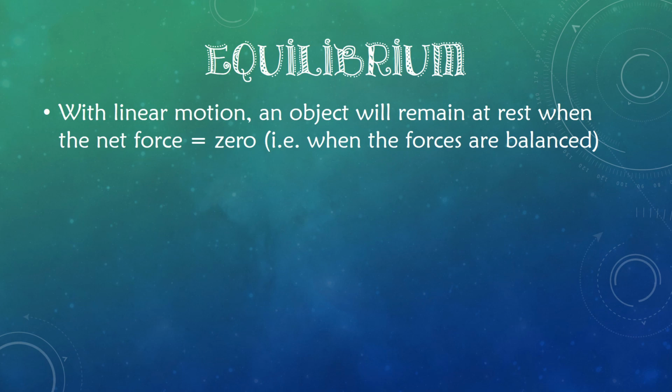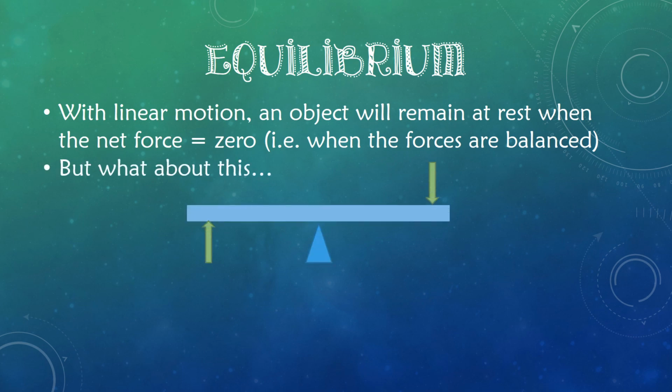When we studied linear motion, we said that an object will remain at rest when the net force is equal to zero, or another way of stating that was when the forces were balanced. This correlated with Newton's first law, was one aspect of it. But what about this example?